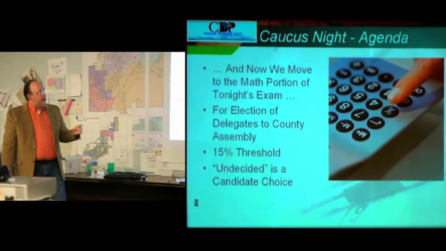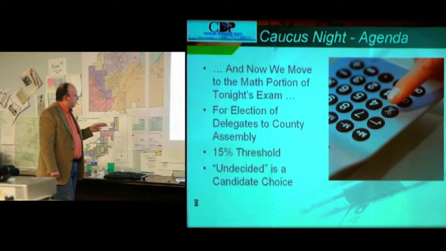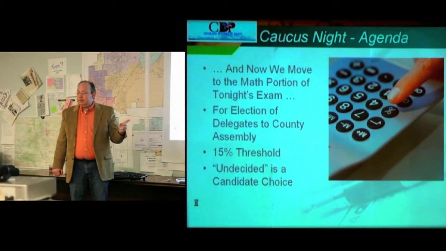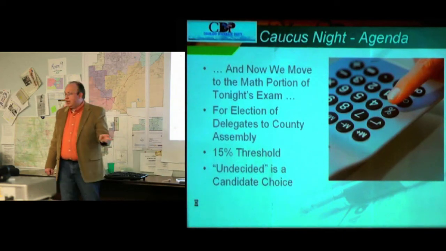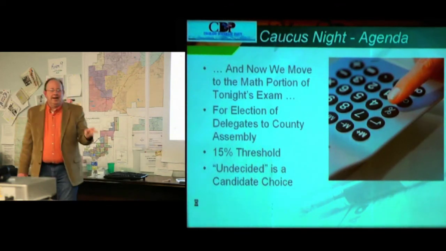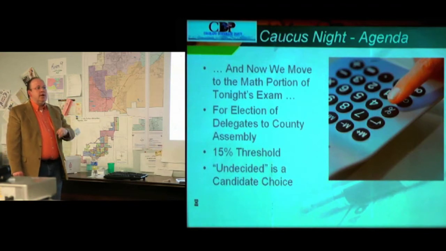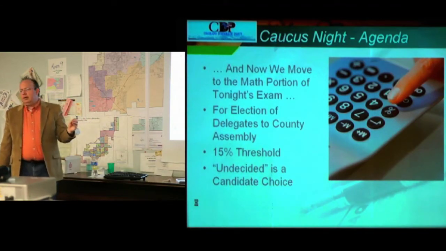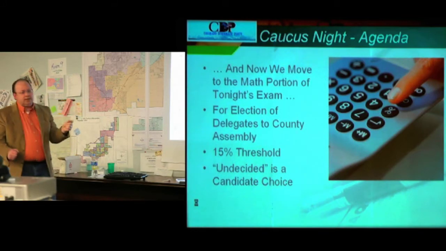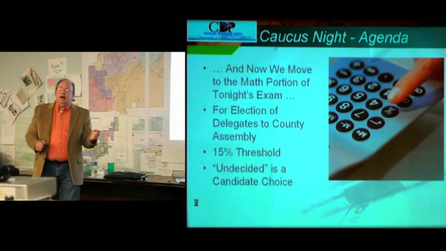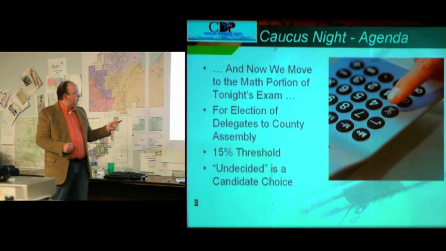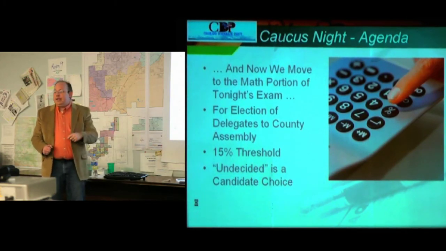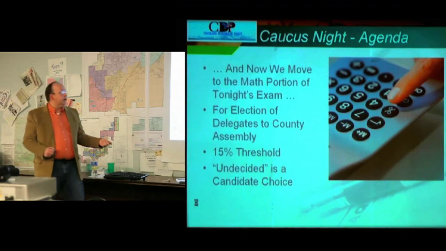Period. And the other key point to remember is that there is a third candidate besides Bennett and Romanoff, and his name is undecided. Her name is undecided. Undecided is a candidate choice. You treat undecided just like any other candidate. Actually, technically the term is uncommitted. So if uncommitted gets 15% of the vote, uncommitted gets delegates. If uncommitted gets 10% of the vote, they don't get any delegates, just like any other candidate.